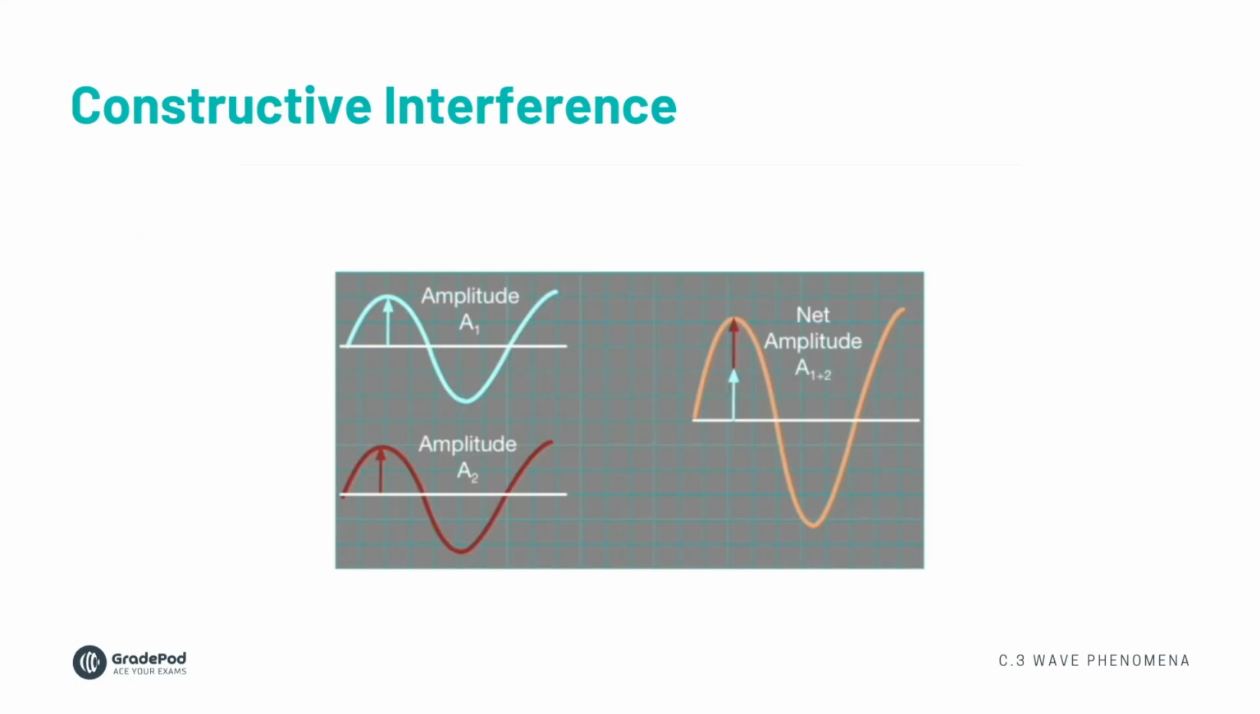This is an example of constructive interference. We have two waves here on the left. Each wave has an amplitude of 2 boxes. A1 is 2 boxes and A2 is 2 boxes. When those waves are superimposed, the amplitudes are added together. So the amplitude of the resultant wave is 4 boxes. When the amplitude of the resultant wave increases, this is known as constructive interference.